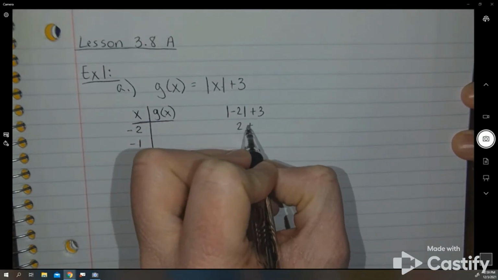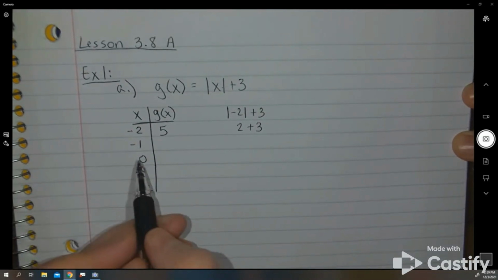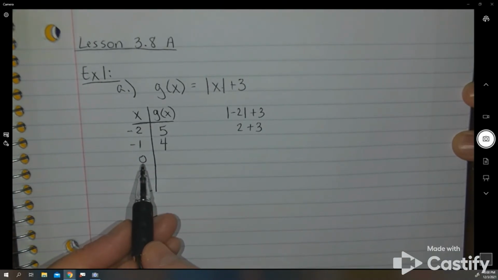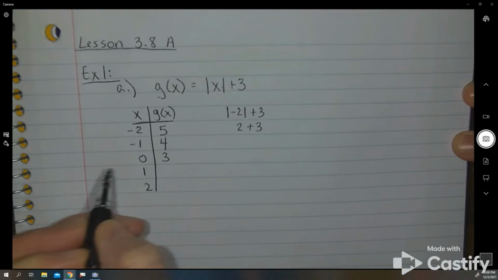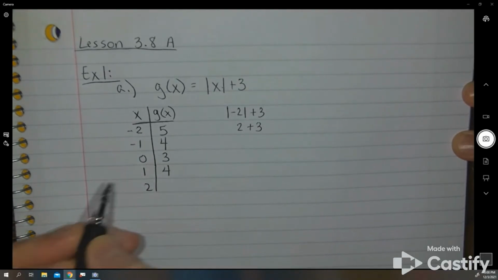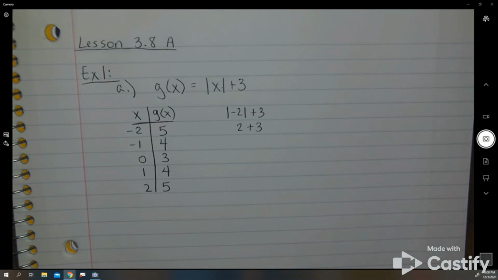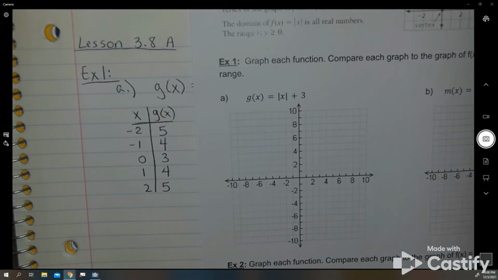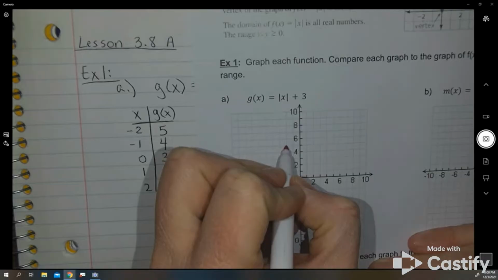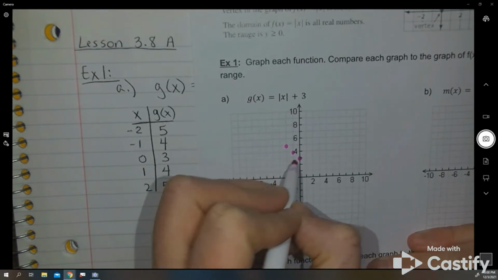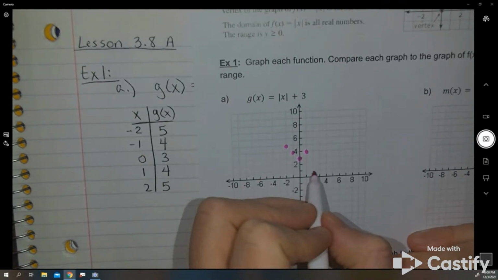The absolute value of negative 2 is 2, plus 3 gives me 5. And negative 1: absolute value of negative 1 is 1, 1 plus 3 is 4. Absolute value of 0 is 0, 0 plus 3 is 3. Absolute value of 1 is 1, plus 3 is 4. Absolute value of 2 is 2, plus 3 is 5. So here I have my points: negative 2, 5; negative 1, 4; 0, 3; 1, 4; 2, 5.